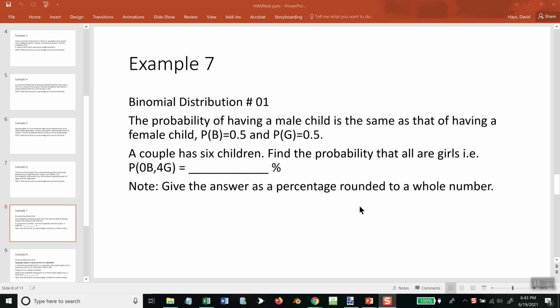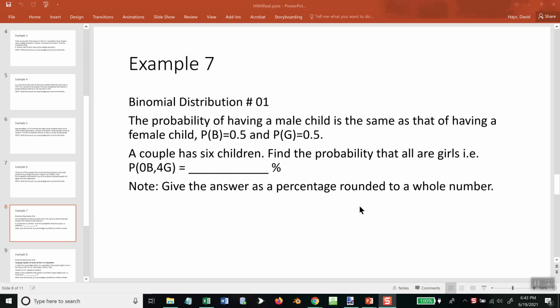Okay. Assume the probability of having a male child is the same as having a female child. Probability of B for boy and probability of G for girl are both 0.5. A couple has 6 children. Find the probability that all are girls.